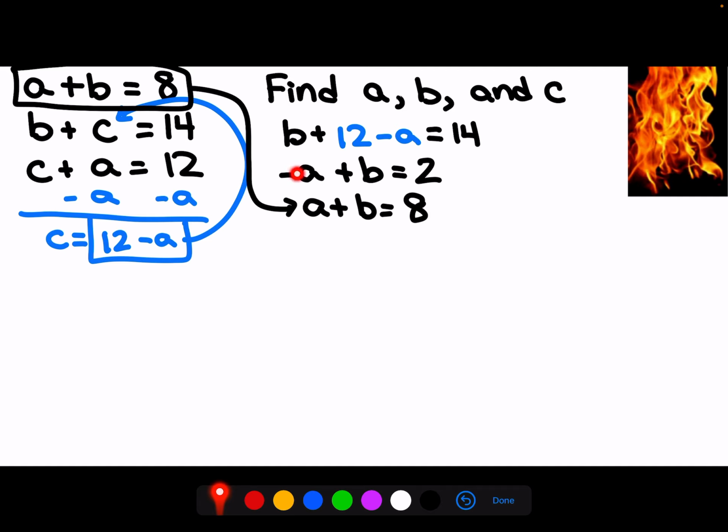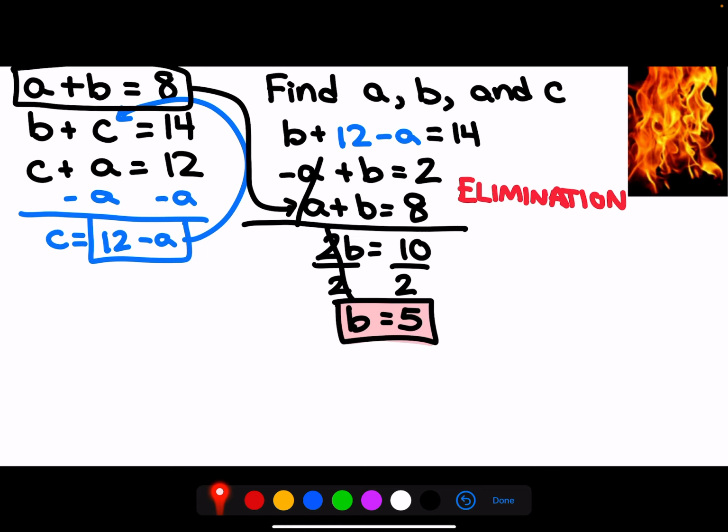Now with my a variable, I have opposite coefficients, meaning negative 1 and positive 1. So I can just eliminate right now. So by elimination, I just combine the values straight down. So negative a and positive a cancel each other out. 1b plus 1b is equal to 2b. And 2 plus 8 equals positive 10. So 2b equals 10. From here, I divide both sides by 2. 2b divided by 2 leaves me with just b. 10 divided by 2 is 5.